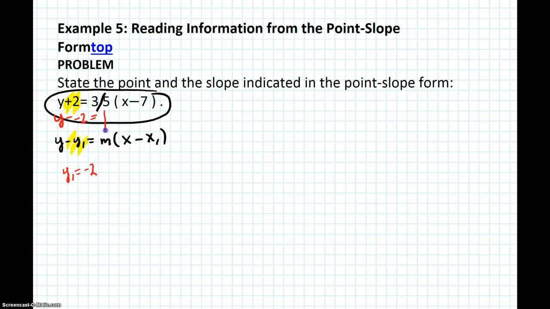M is pretty straightforward. M is 3/5. And x1 is straightforward because you've got the minus sign there, so that lines up. So x1 is simply 7. So my point is (7, -2). My slope is 3/5. And we're finished.